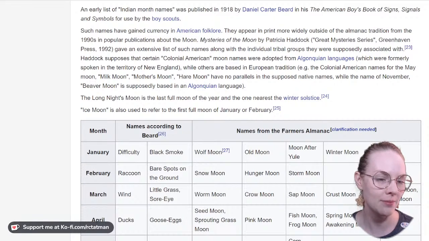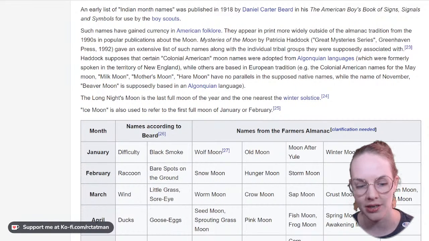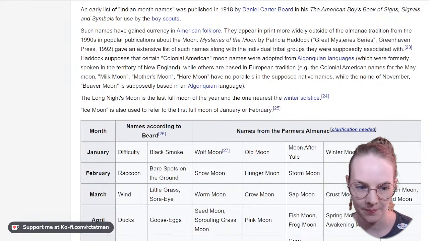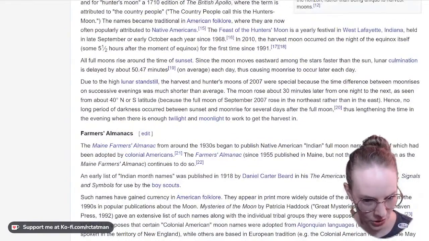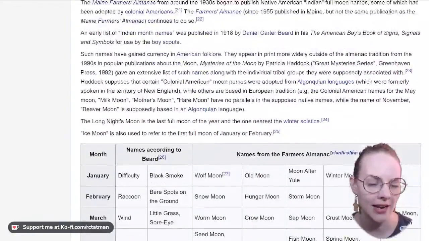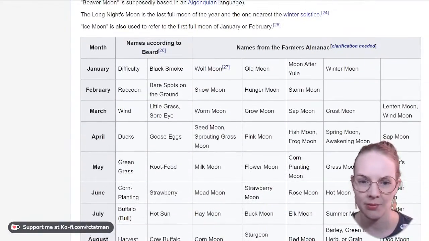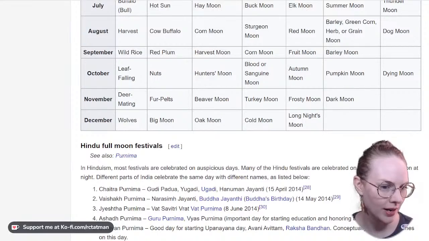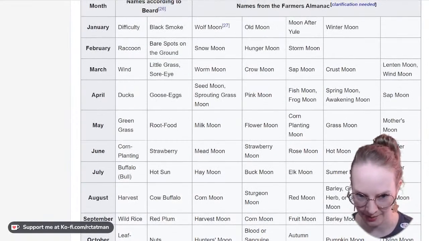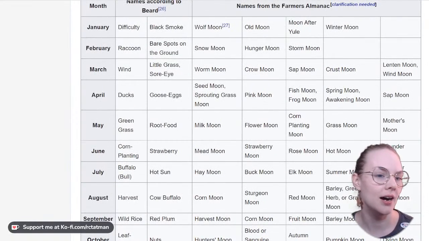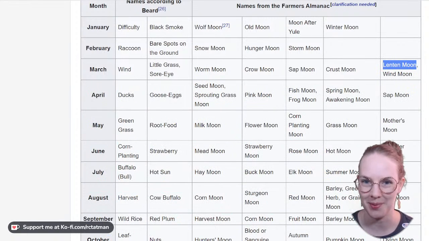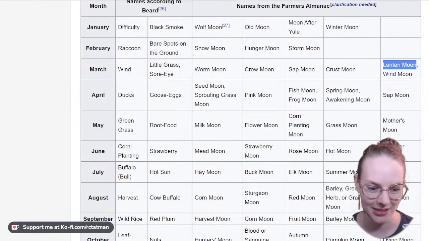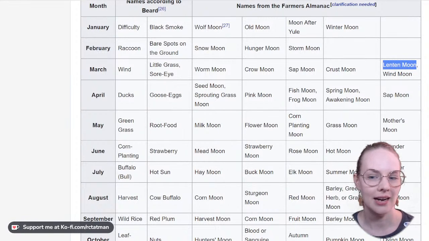All right, the long night moon is the last full moon of the year and the one nearest the winter solstice. All right, so here are some of the names. Some of them are from Beard, which is that 1918 list, and then some of them are from the Farmer's Almanac, and it looks like we don't have Patricia's names. So this Lenten moon name is absolutely European, right? Like the moon closest to the start of Lent, I'm guessing.